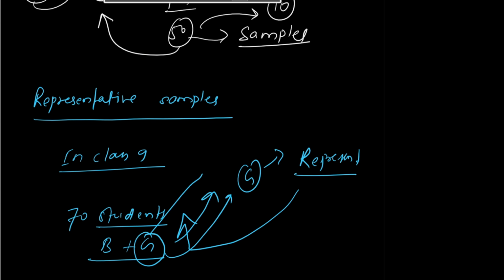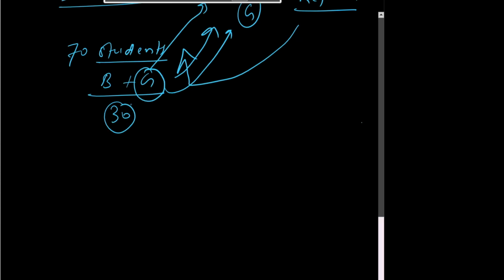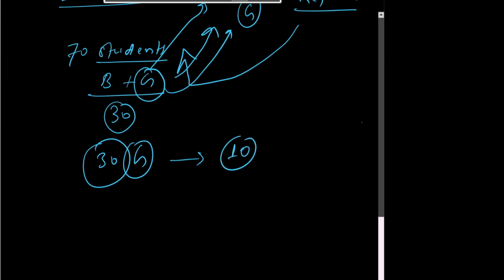Suppose there are altogether 30 girls in class 9, and we take all of them under our study, then this sample is considered as a representative sample. Very simple. But another thing we also have to know a little bit about is randomness.